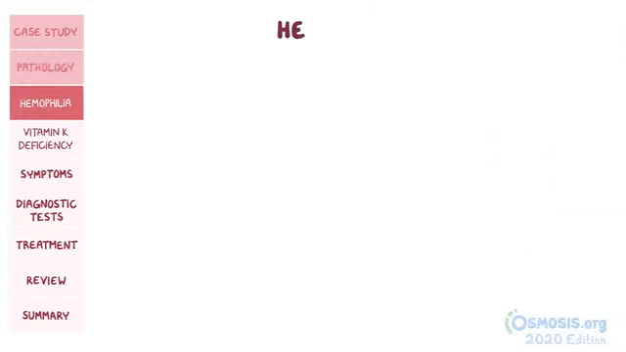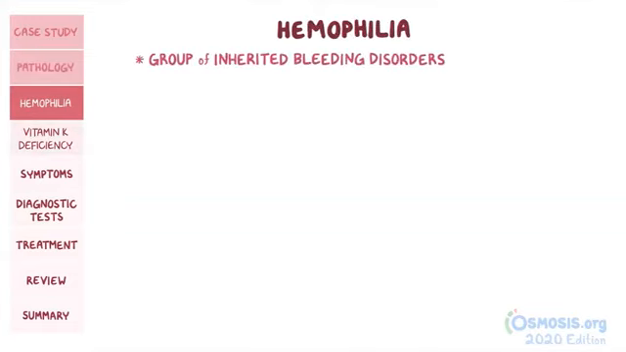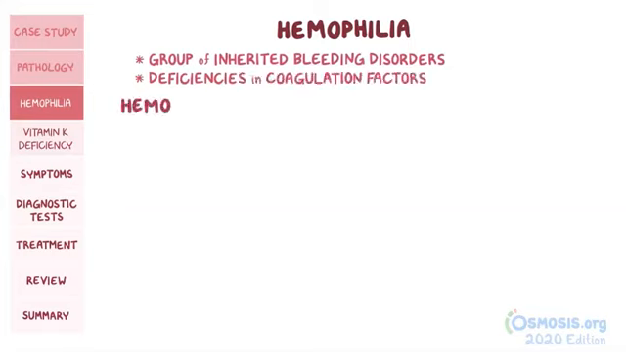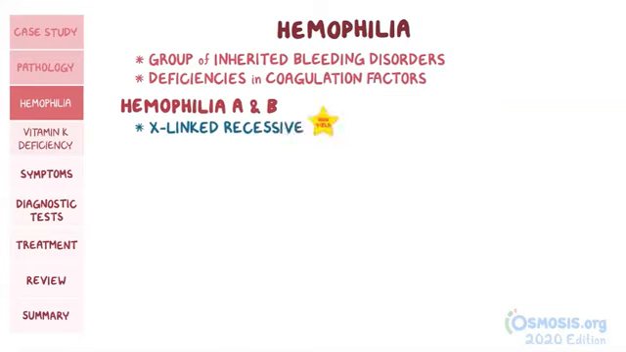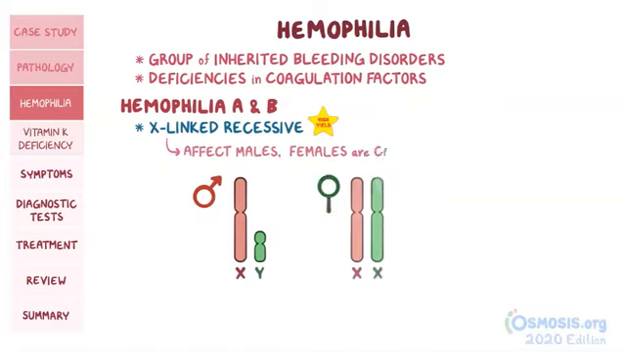So let's look at hemophilia first. They are a group of inherited bleeding disorders caused by deficiencies in various coagulation factors. Hemophilia A and B are X-linked recessive disorders, so they almost exclusively affect males, while females are carriers.